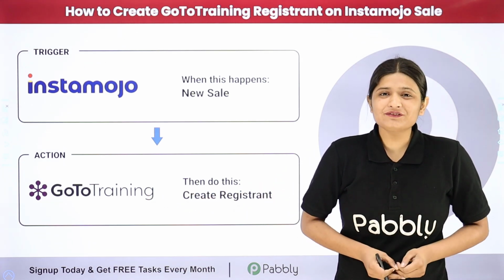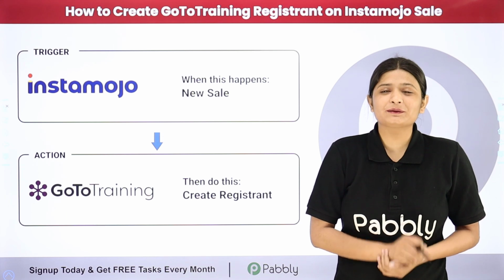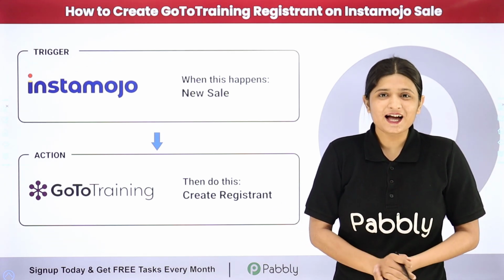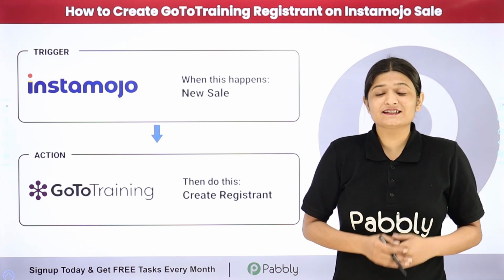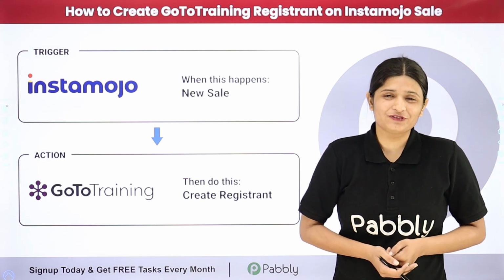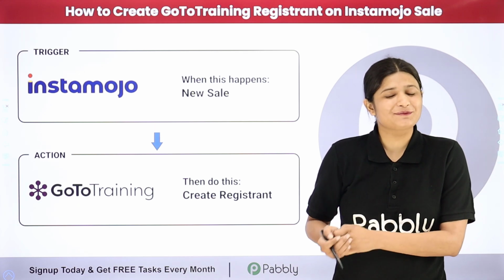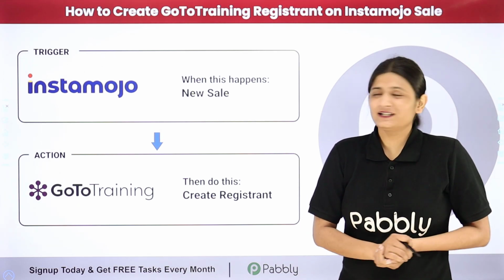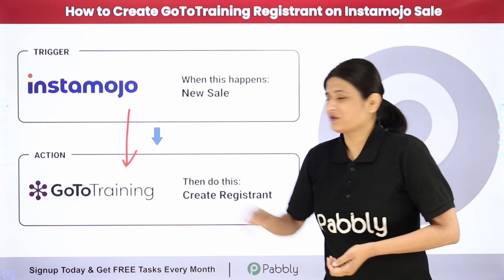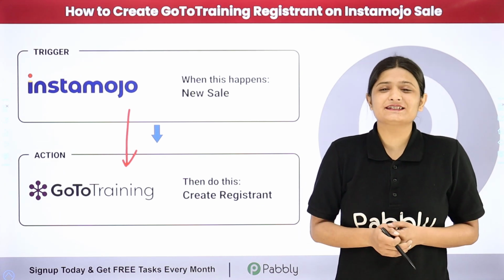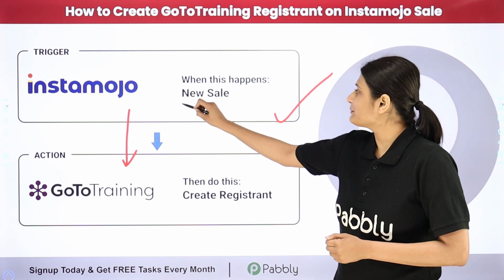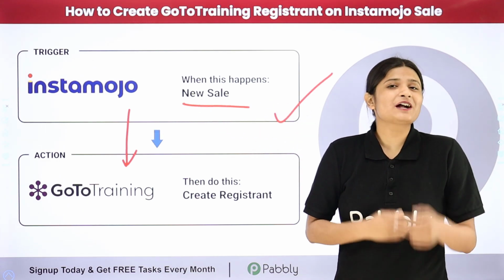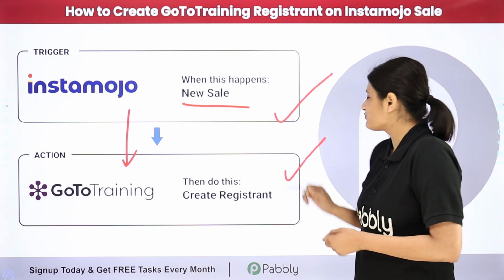Now doing this manually will be a very time consuming task, so I'm going to completely automate this process, and to do this automation I'm going to use Pabbly Connect. Pabbly Connect is an amazing automation and integration software which requires no coding or programming skills. Here I just need to build a connection between InstaMojo and GoToTraining. With the help of Pabbly Connect, I'm going to build this connection in such a way that whenever a new sale happens in my InstaMojo, a registrant will be automatically created in my GoToTraining account.